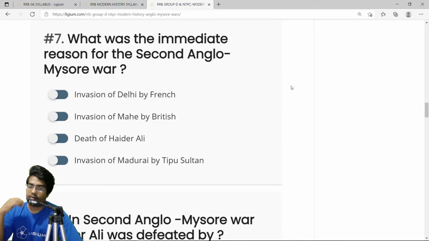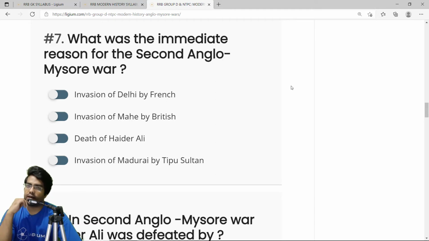Then we have the 7th question: what was the immediate reason for the second Anglo-Mysore War? It was the invasion of Mahe by the Britishers. So the correct answer is option B, invasion of Mahe by the Britishers.